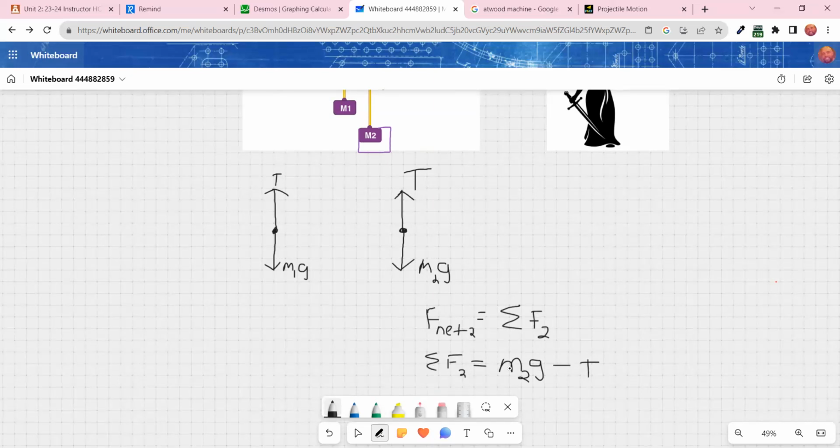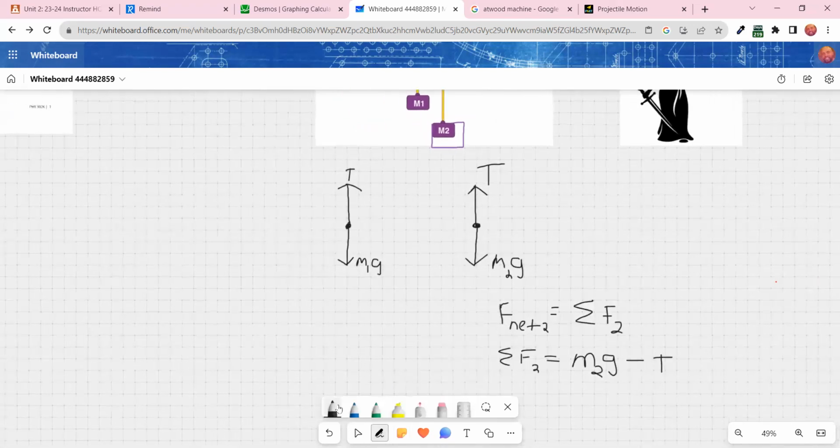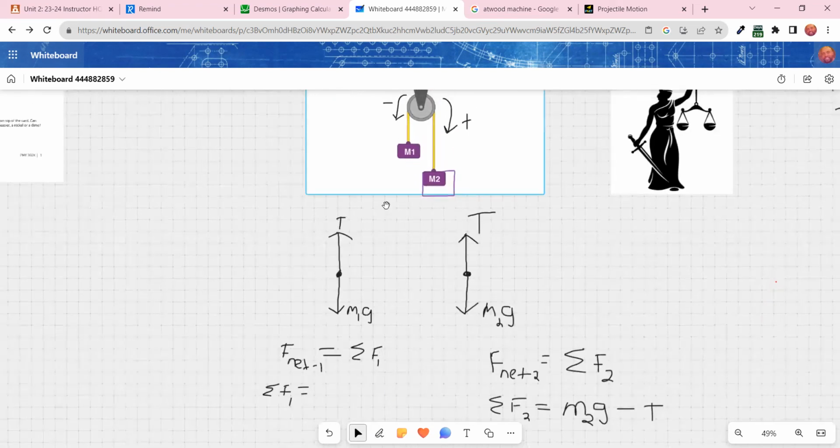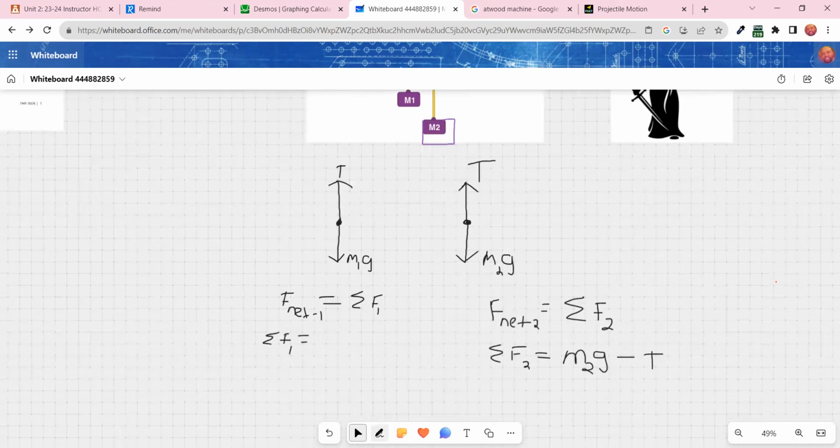All right, so this is the sum of all my forces on this guy. Let's go ahead and do the net force equation for block 1, which is the sum of all forces for block 1. These are the only two forces acting upon block 1. I have the weight of block 1 pulling it this way, and I have the tension in the rope pulling it this way. Question: what is the sum of all the forces on block 1? What do I write down here? Mg plus. Well, ask yourself which one is positive and which one is negative.